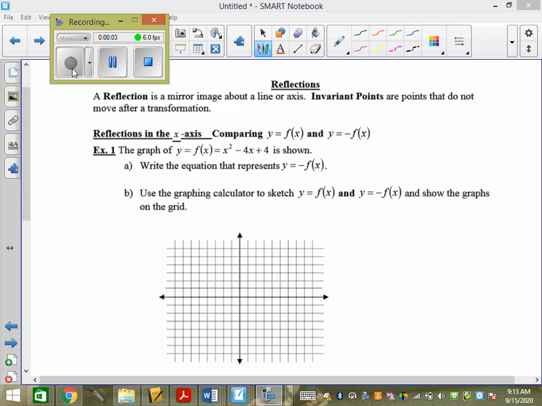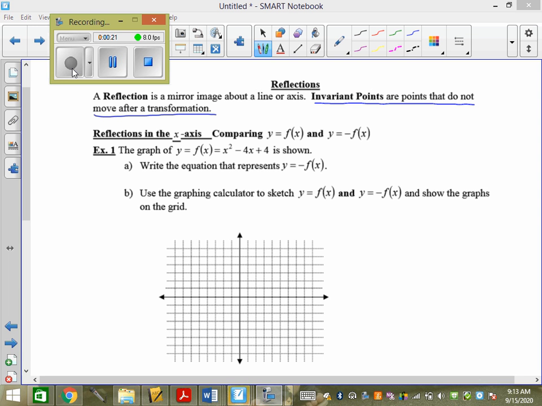Reflection is a mirror image about a line or axis. Invariant points are points that do not move after a transformation. So this is the key thing here. Invariant points are points that do not move after a transformation. They'll ask you for invariant points. I'll ask you for invariant points.